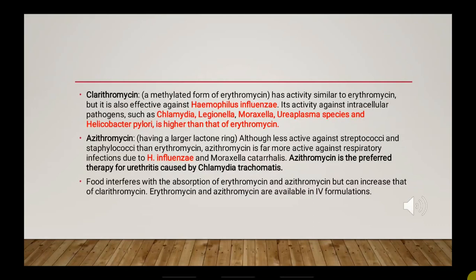Okay, because of the development of resistance, they're commonly reserved for special cases. For example, a patient who is allergic to penicillin and cannot use cephalosporin antibiotics, then fluoroquinolones are a good alternative.